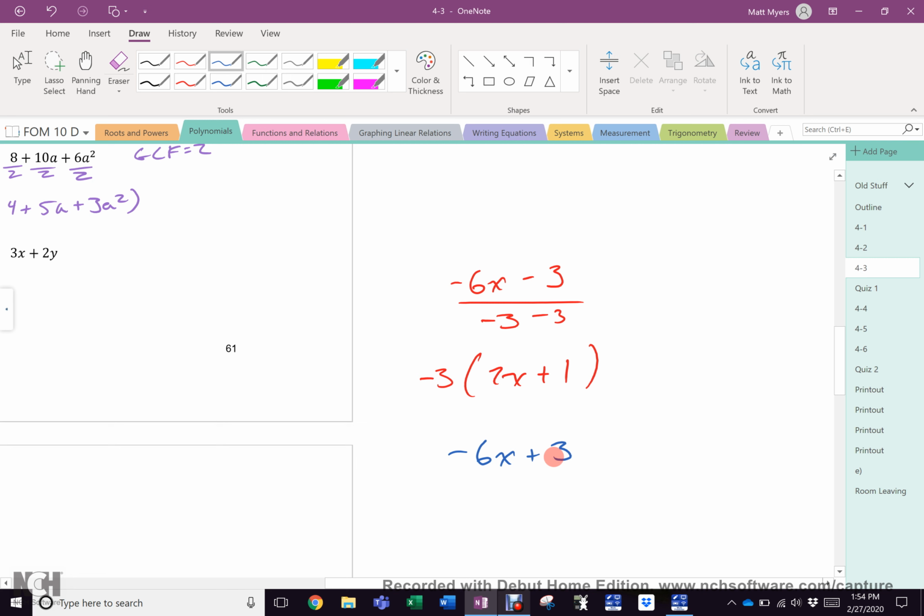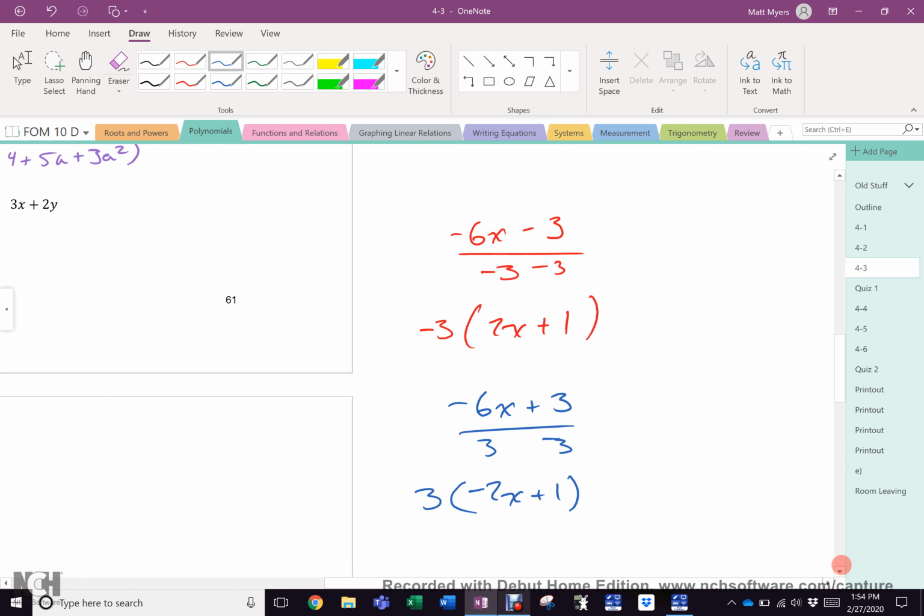So we agree that it's 3. Divide by 3, take out the 3, -2x plus 1. That is, and please listen to me and understand, that is right. Okay? But math convention. We all know what convention means, right?